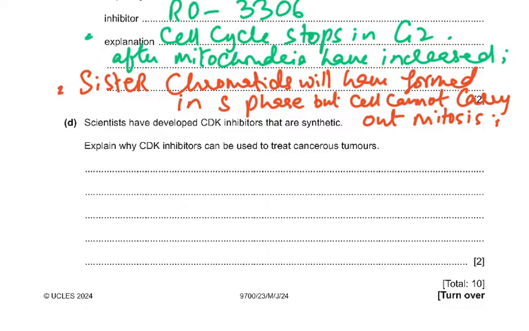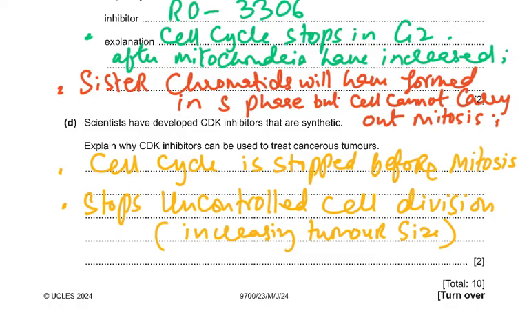Scientists have developed CDK inhibitors that are synthetic. Explain why CDK inhibitors can be used to treat cancerous tumors. Well, of course, cell cycle is stopped before mitosis occurs. What happens in cancer? It's uncontrolled cell division, uncontrolled mitosis. So it stops the uncontrolled cell division, so it stops increasing the tumor size. So cell cycle is stopped before mitosis and stops uncontrolled cell division, which means it is going to stop increasing the tumor size.